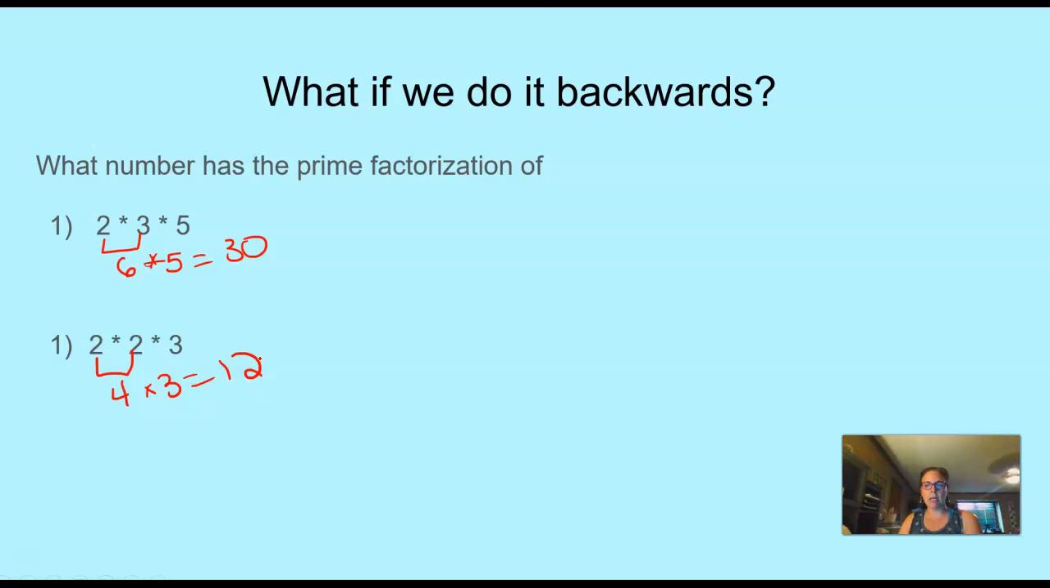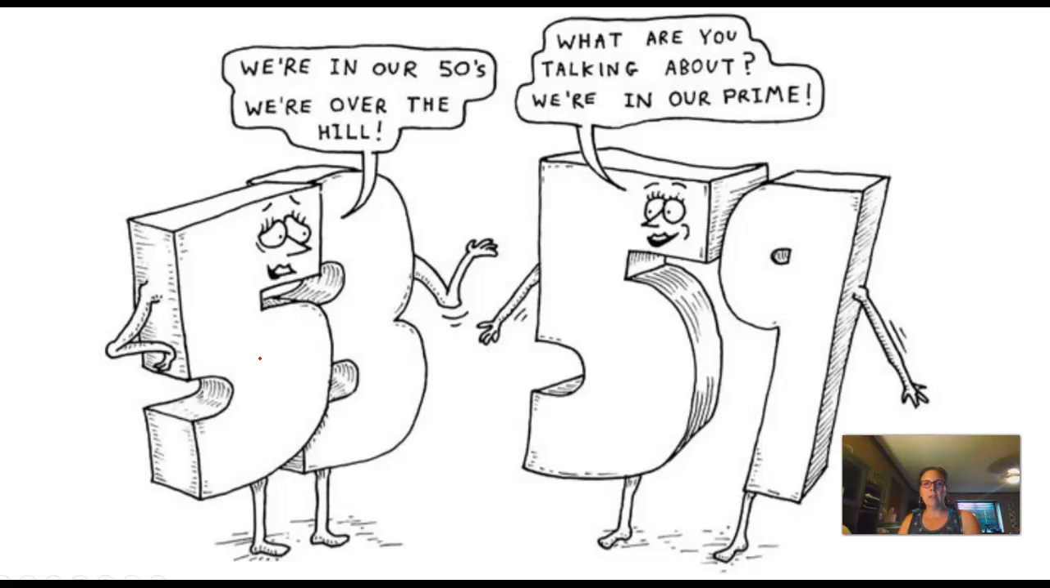Okay, and I think I have a comic. There we go. We're in our 50s. We're over the hill. What are you talking about? We are in our prime because they're both prime numbers. All right, that's it.